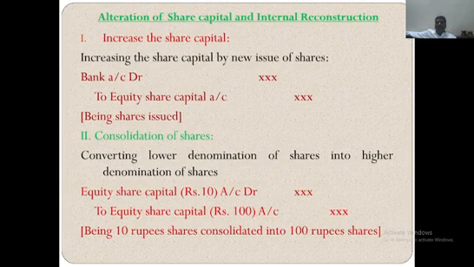Increase the share capital means, for example, already issued 2000 shares at the rate of rupees 100 each. No need to get fresh approval, as the registered capital is already there; we can issue up to the maximum registered capital. So 2 rupees increase per share value. Bank account debit to share capital account. Next, consolidation of shares: for example, 10 rupees shares already issued are converted into 100 rupees shares. Equity share capital account debit of 10 rupees value to equity share capital account of 100 rupees value.